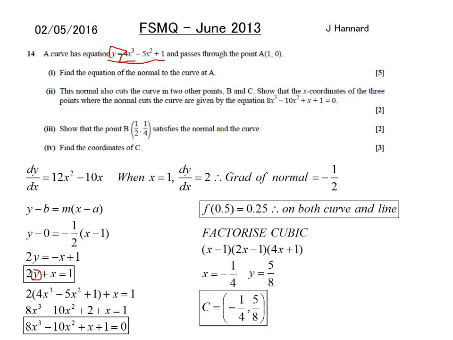Therefore C is that point there, because obviously we know a half, which is there, and we know 1, which is there. So this is the only new one. So we work out what y is there, and we call C the point minus a quarter, 5/8. And that is the end of the FSMQ of June 2013.